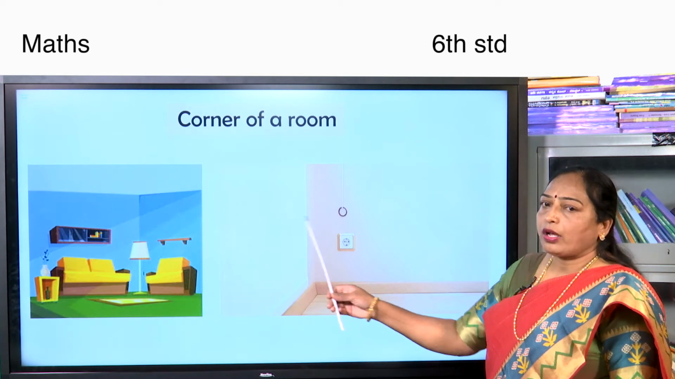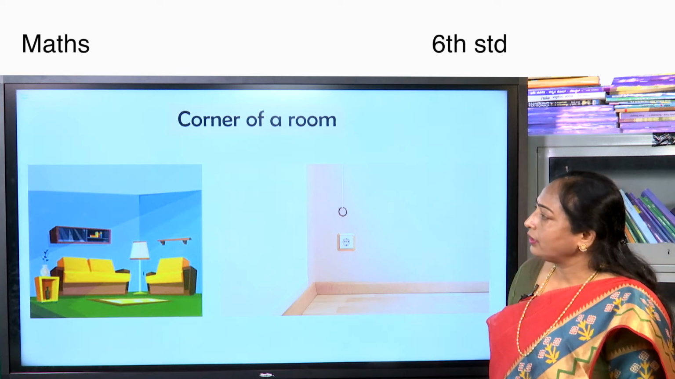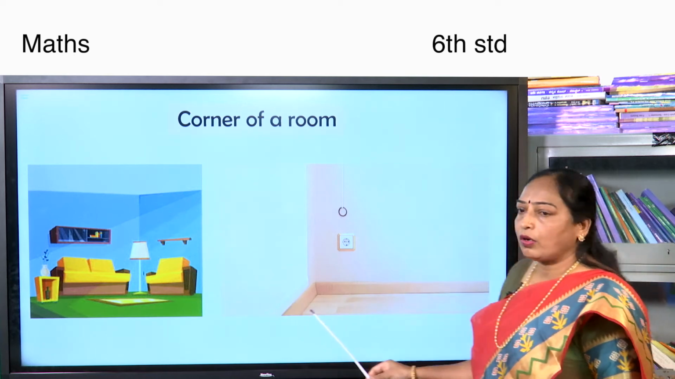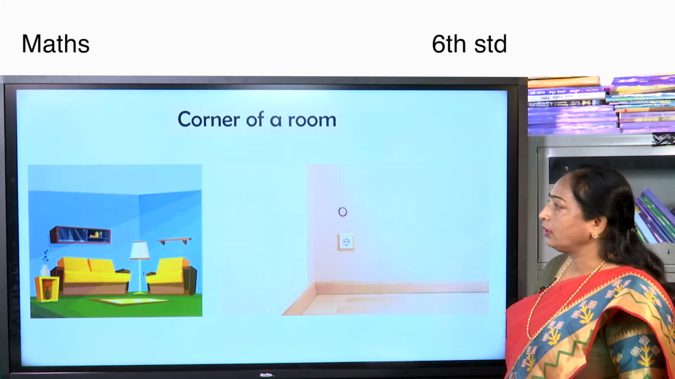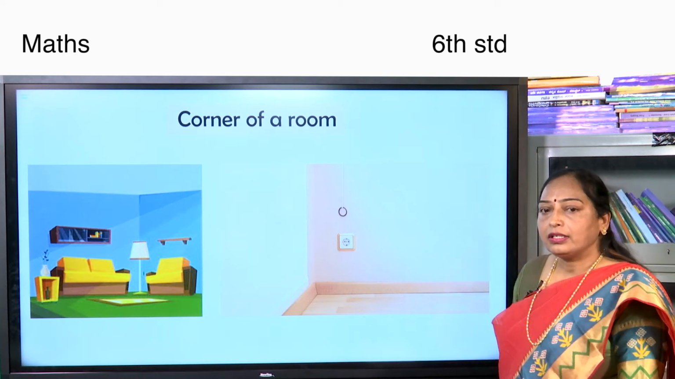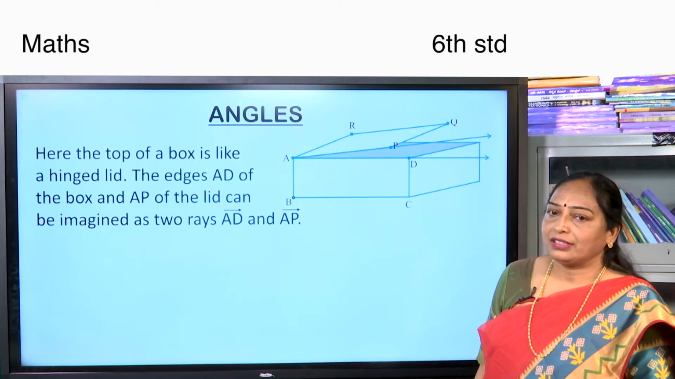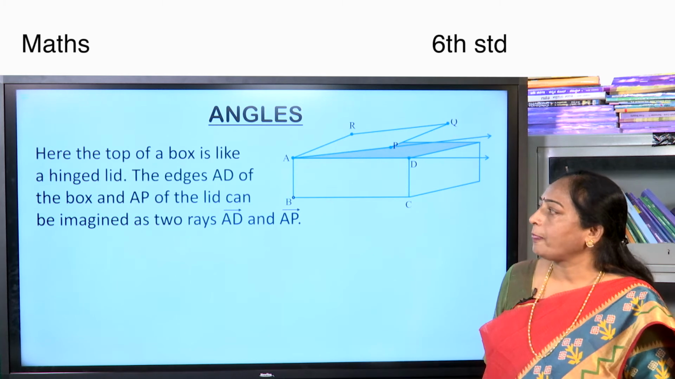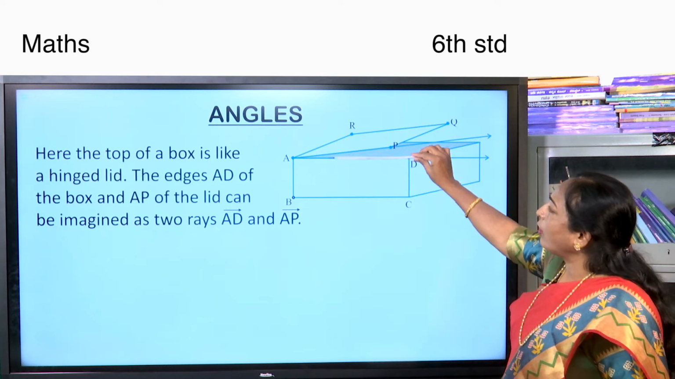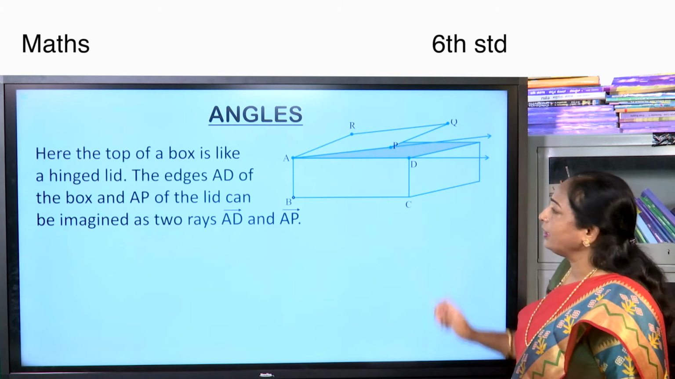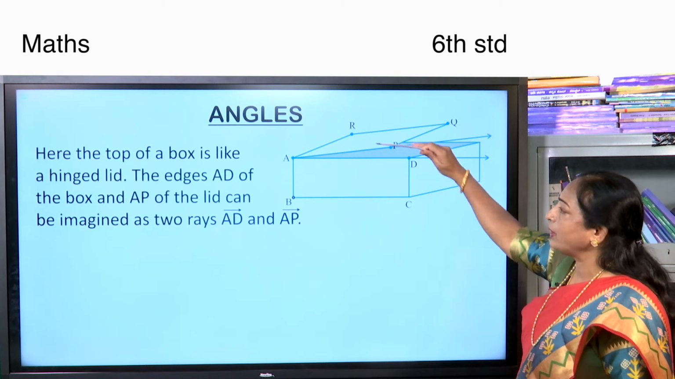Look at these corners of a room, children. It is a corner in the roof, a corner in the floor. These corners give ideas of angles. Look at this picture. It is a box. Here, the top of the box is like a hinged lid. That means half opened.